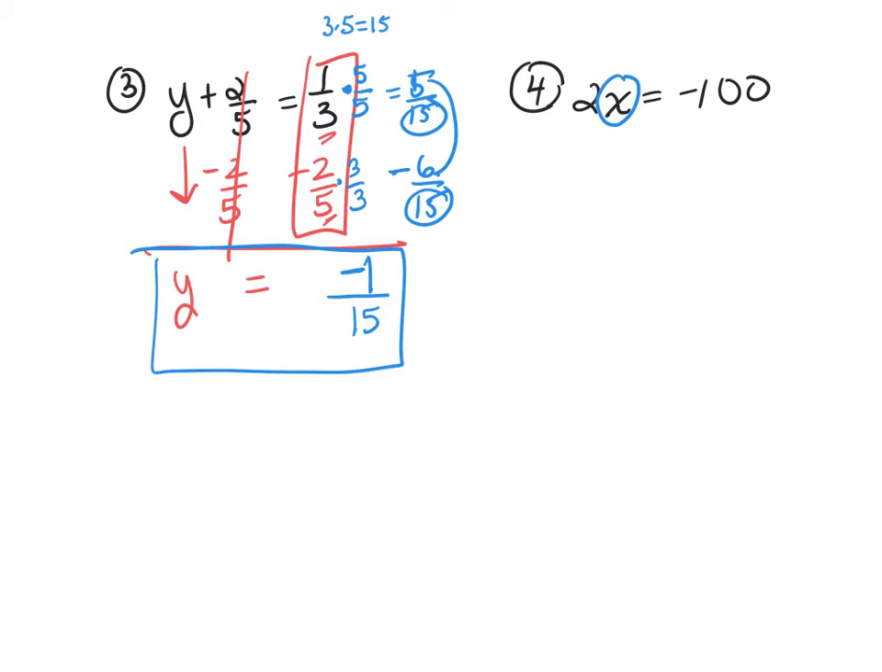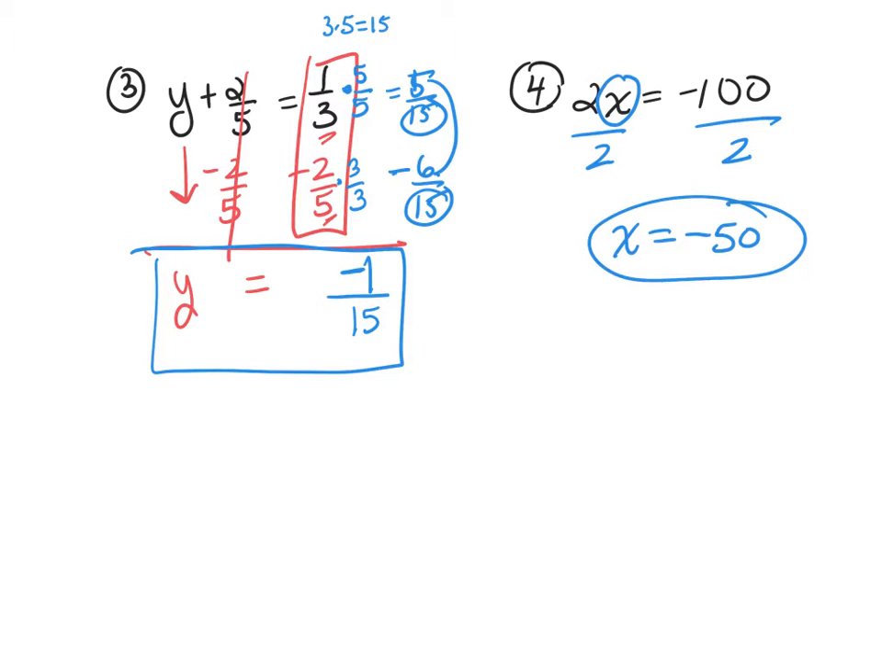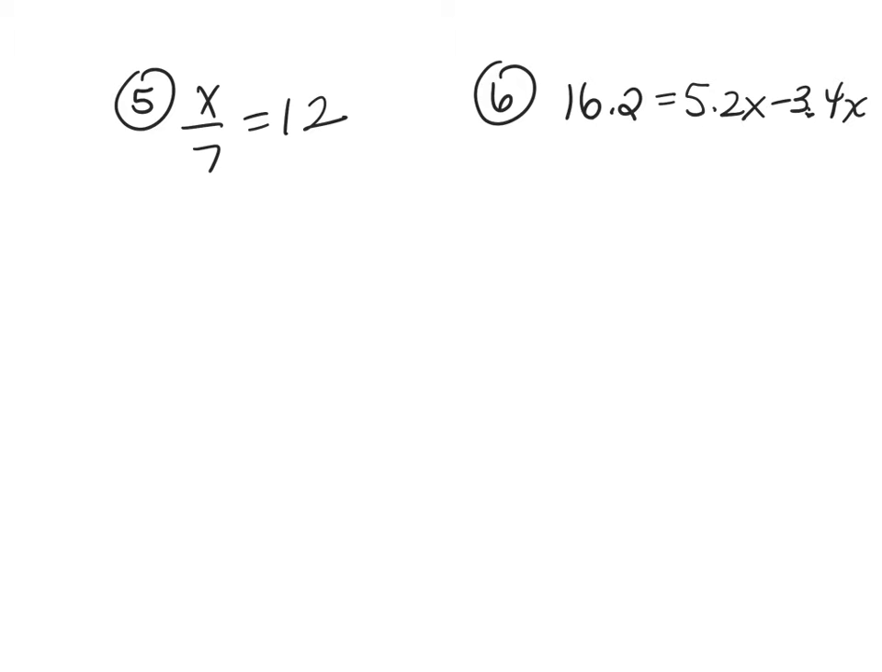Okay, let's look at number 4. Here's my variable. I want to get it by itself, so I'm going to divide both sides by 2. I get x is equal to negative 50. Okay, same idea here. I'm dividing by 7, so the opposite operation of division is multiplication. So I'm going to multiply both sides by 7. These cross out. I'm left with x is equal to 12 times 7, which is going to be 84. All right, let's take a look at 6.